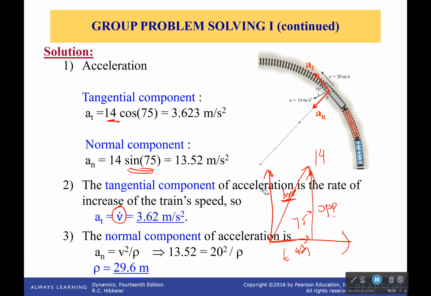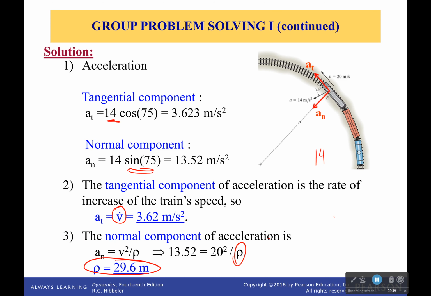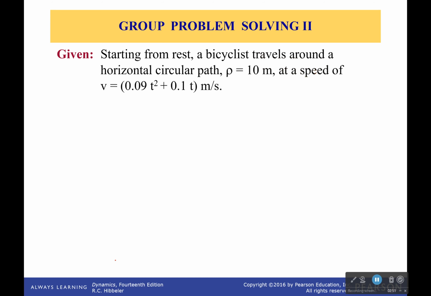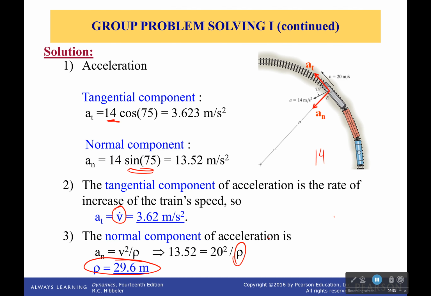The normal component, a little bit crazier, is going to be v squared over rho. We know what the velocity is at this particular point. It's 20 meters per second. We just don't know what rho is. However, one equation, one unknown, so we can solve for rho and it comes out to be 29.6 meters. Now, wasn't that incredibly difficult? It's not. These equations are very, very simple.